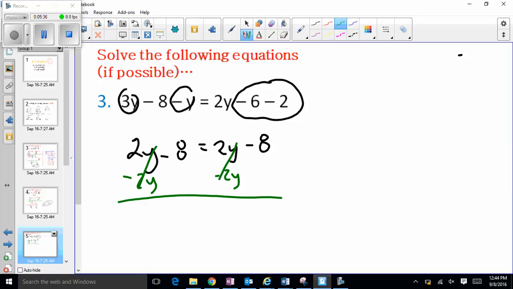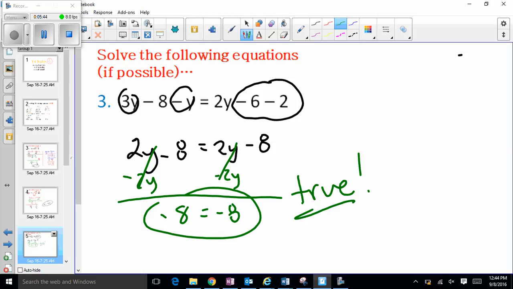And actually it cancels out. So now I have negative 8 equals negative 8. Well, as long as this is a true statement, what this means is there are infinite solutions.